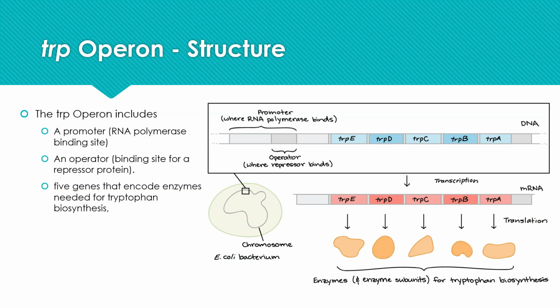So these are the 3 key regions. The promoter, where the RNA polymerase attaches. The operator, that can have the repressor bound or not there. And then the structural genes. In this case, there are 5 specific genes that make those proteins that will in turn themselves make tryptophan. So this is our structure of our operon.